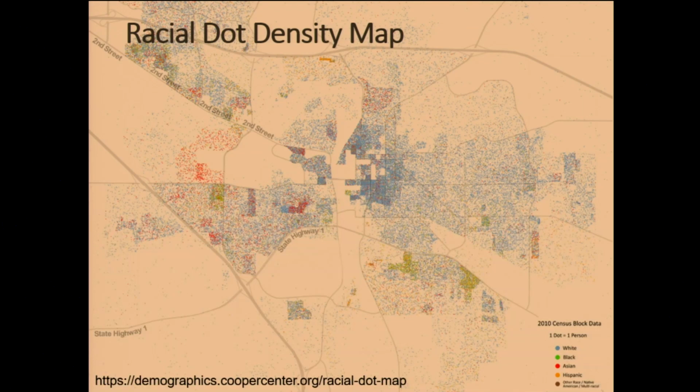This map is a recent map that was created by researchers at the University of Virginia using 2010 census data. It's a racial dot map, so one dot equals one person. And the map is of the entire country, but this shows just Iowa City. You can see the blue is white people, and you can see that most of our community is made up of white people. But there are areas where the red areas are Asian residents, the green areas are Black residents, and then the orange areas are Latino residents. And you can see that these are concentrated in certain areas of the community.